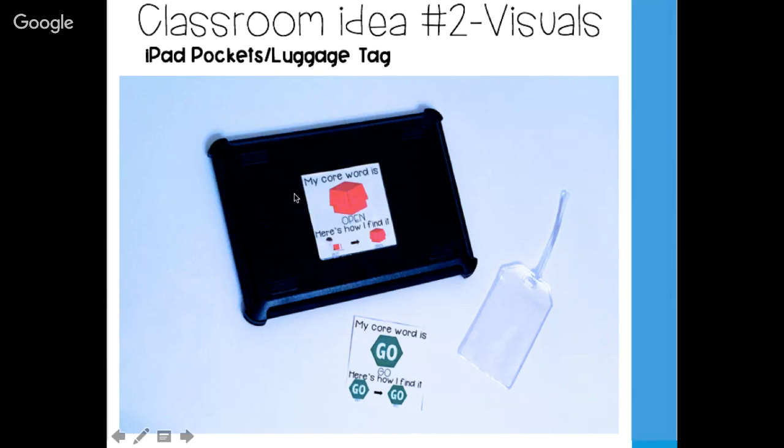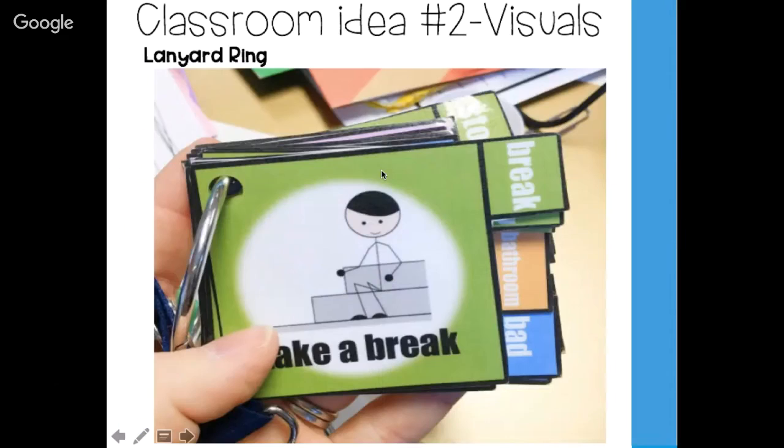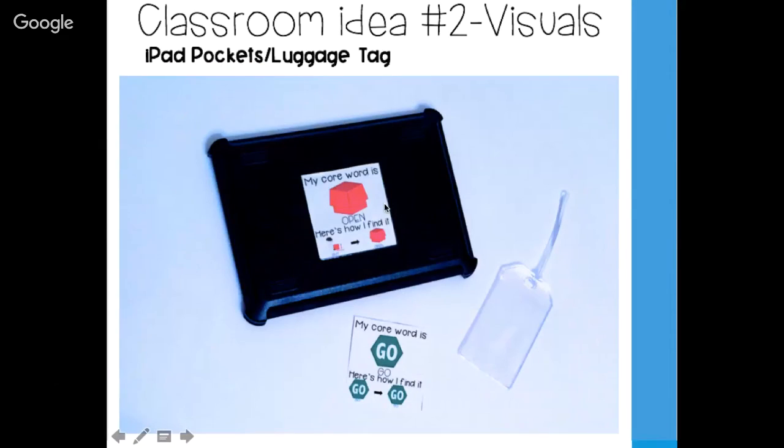But this right here is just a book box bin. It's just one of those clear pocket labels. I got them off Amazon, like 10 for really cheap. And then I just measured them and made picture squares accordingly. So it says my core word is open.